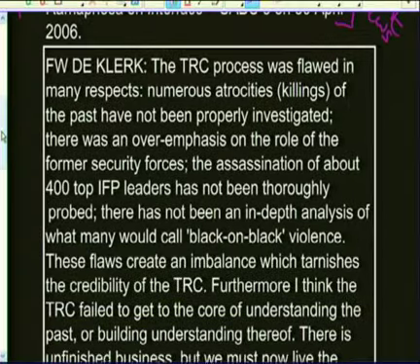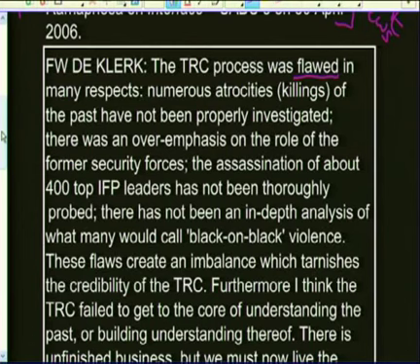Now again, we don't have time to read the entire source, so what I'm going to do is underline what I think are the very important points from the source. So we're going to start with what F.W. de Klerk said. He started by saying the TRC process was flawed. So already you know that F.W. de Klerk was against the TRC. And then he goes on to say why it was flawed. That there are lots of atrocities, or the killings of people, that were not properly investigated by the TRC. So the TRC only chose which atrocities to look at.